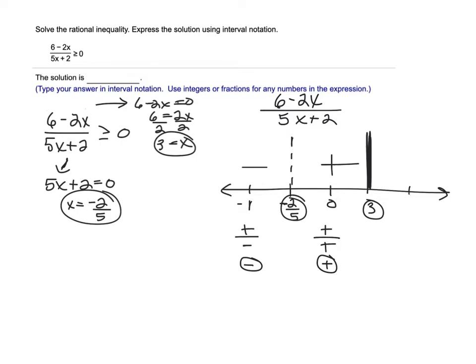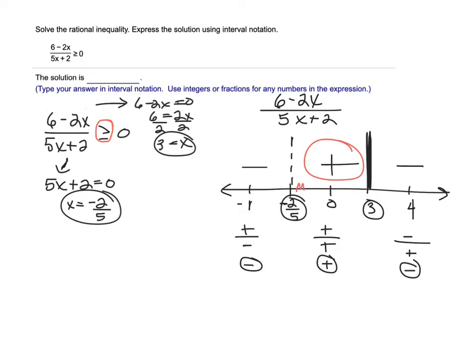And finally, let's pick something larger than 3, like 4. If we plug 4 in, we get 6 minus 2 times 4, which is 6 minus 8. It's negative. And then 5 times 4 is 20, plus 2 is positive. Negative divided by positive is negative. So we have our number line finished. Now we can figure out what the answer is. I'm looking for where the polynomial is greater than or equal to 0. Greater than 0 is positive, so here's my interval in the middle.